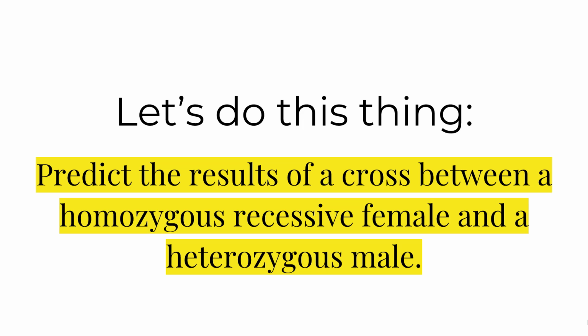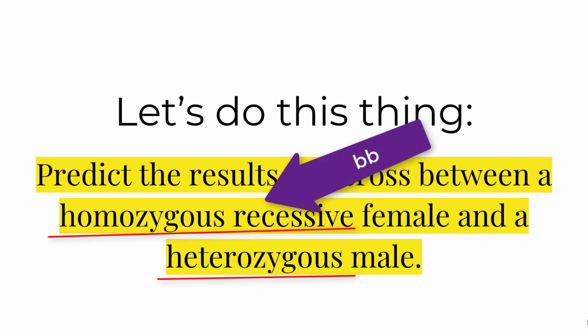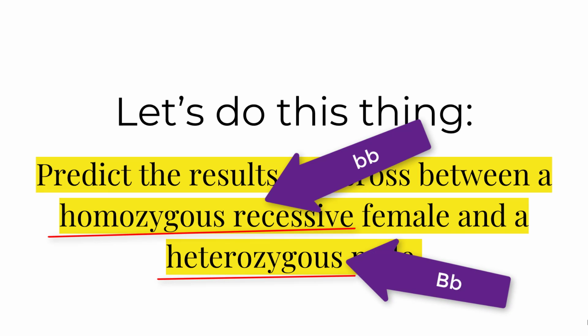Here's our problem. Predict the results of a cross between a homozygous recessive female and a heterozygous male. After you read the problem, underline the important terms like homozygous recessive and heterozygous. You can also write out what those genotypes look like. For example, homozygous recessive would be little b, little b, and our heterozygous male would have a genotype of big B, little b.